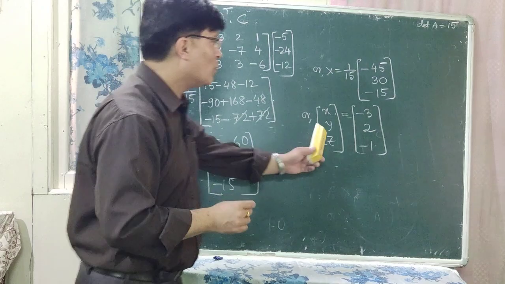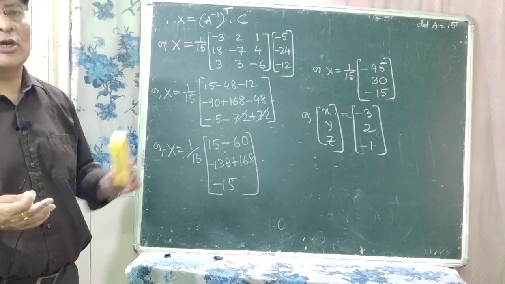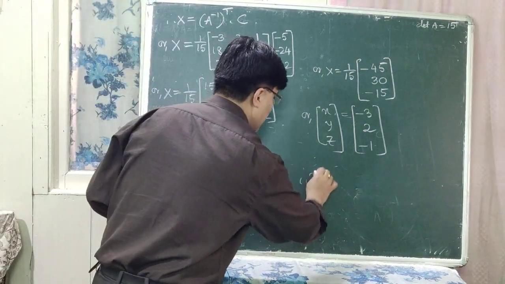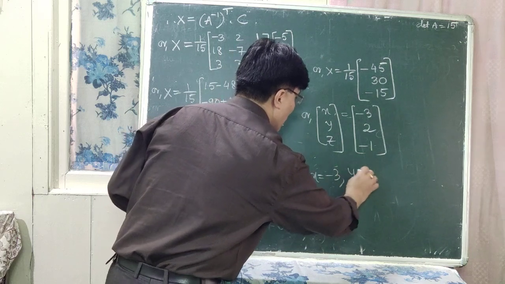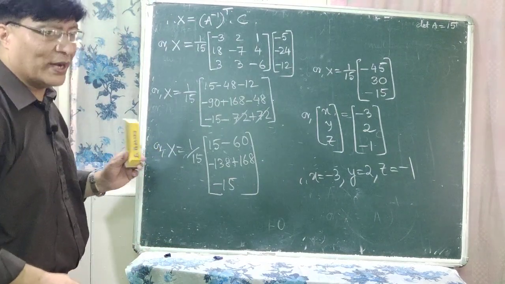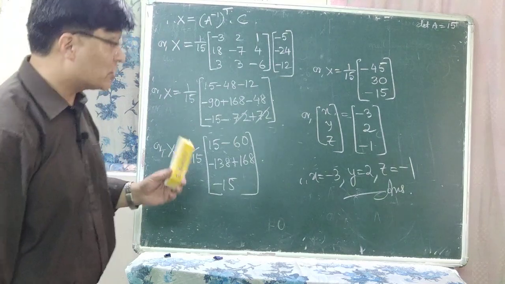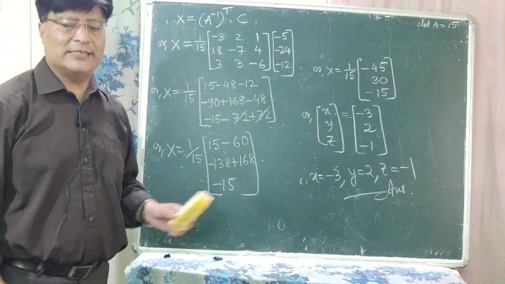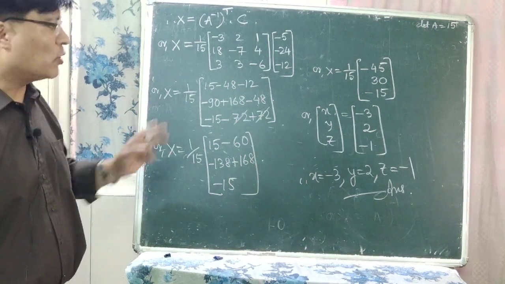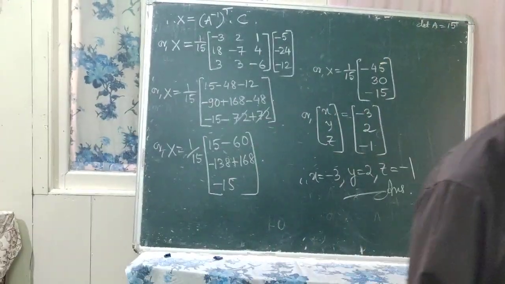So these are the equality of two matrices. From the definition of the equality of two matrices, you can equate the corresponding elements. That means what do we get? x is equal to minus 3, y is equal to 2, and z is equal to minus 1. So these are the answers. So this question is very, very important. Okay? So you can copy it, you can practice it at home, right?